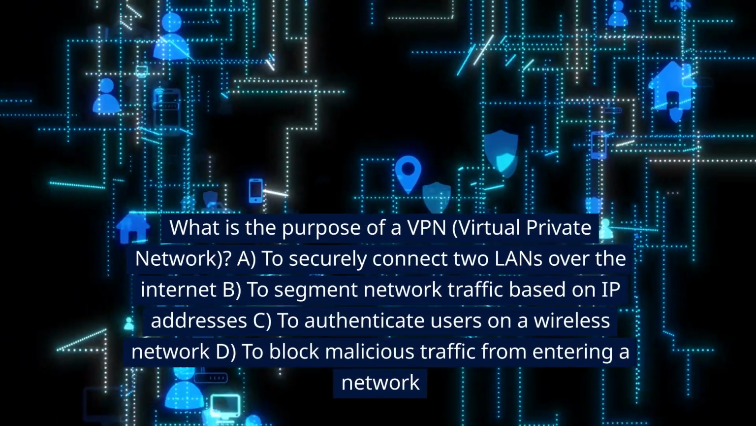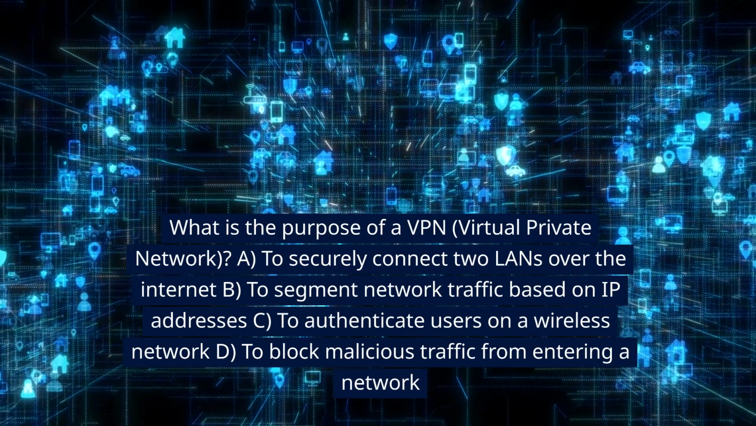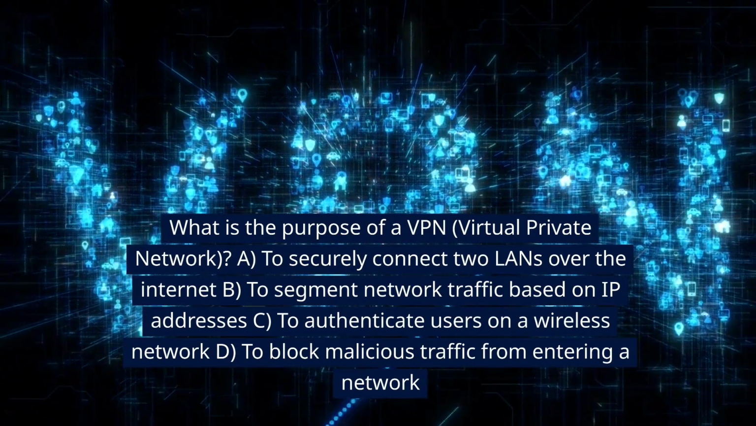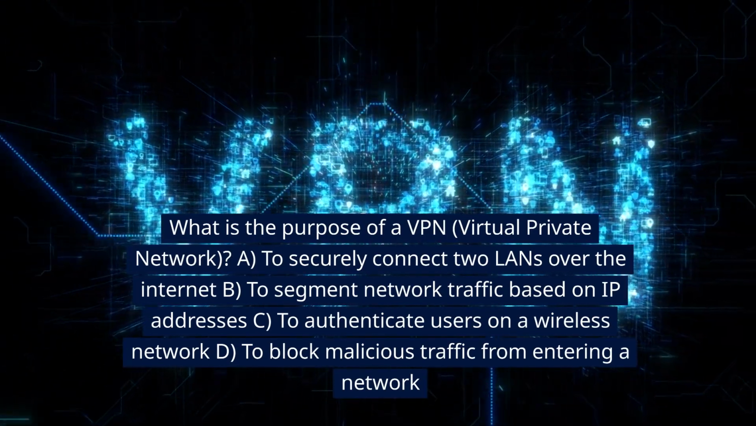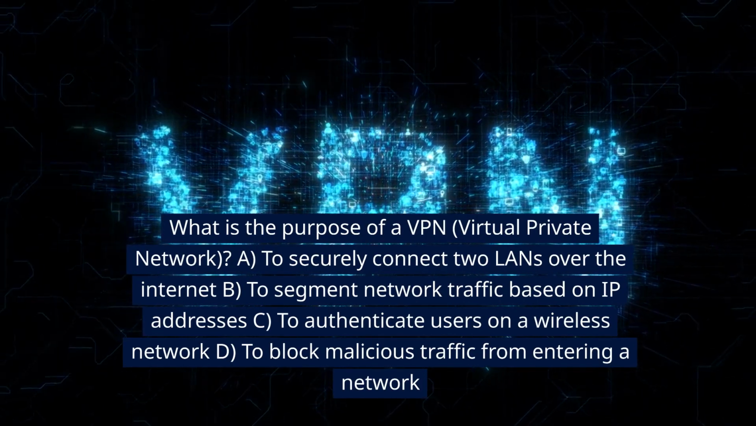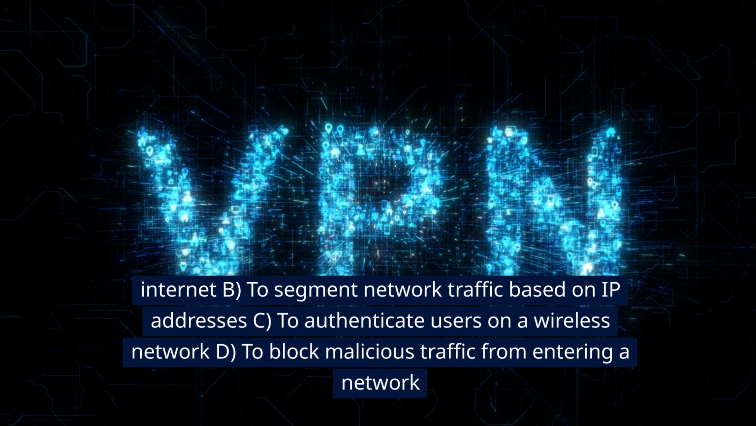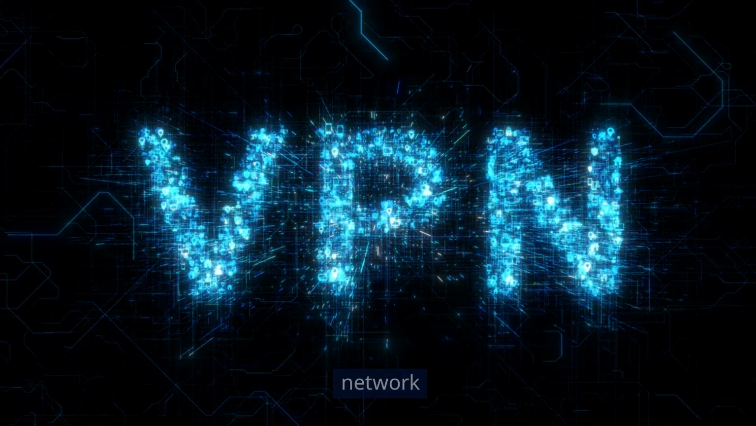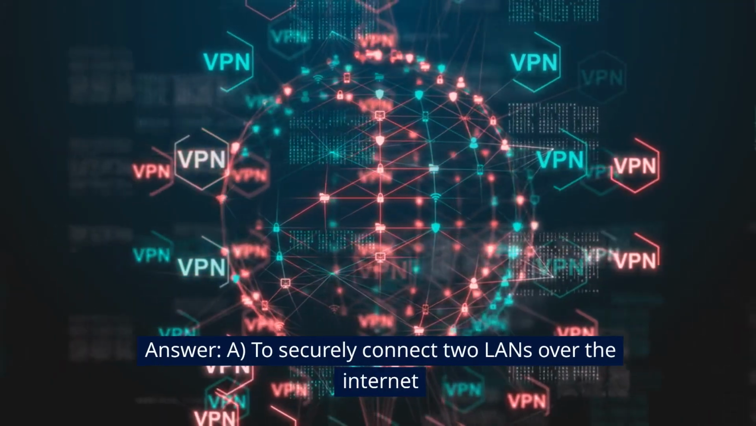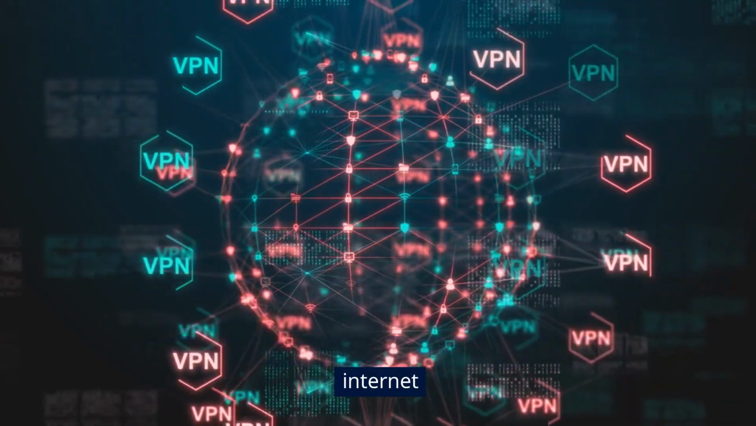What is the purpose of a VPN, virtual private network? A. To securely connect two LANs over the Internet. B. To segment network traffic based on IP addresses. C. To authenticate users on a wireless network. D. To block malicious traffic from entering a network. Answer: A. To securely connect two LANs over the Internet.